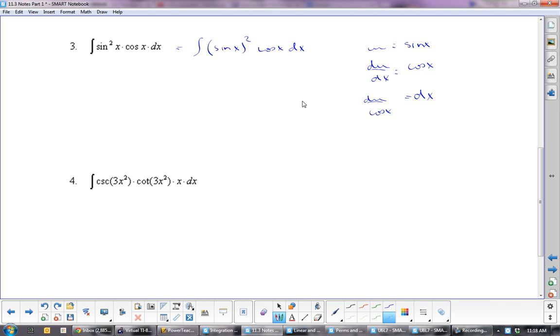Okay. So this would be the integral of u squared cos x du over cos x. Oh, sorry, du over cos x. So my cos x's cancel. 1/3 u to the 3 plus c, and u is sine x, so that's 1/3 sine x cubed plus c.